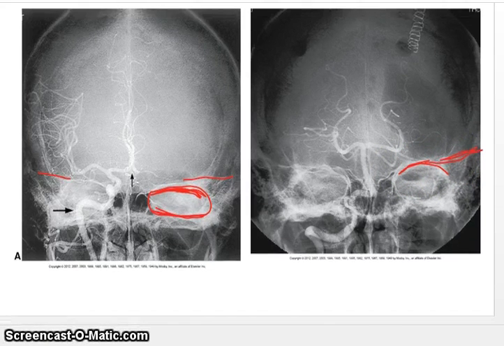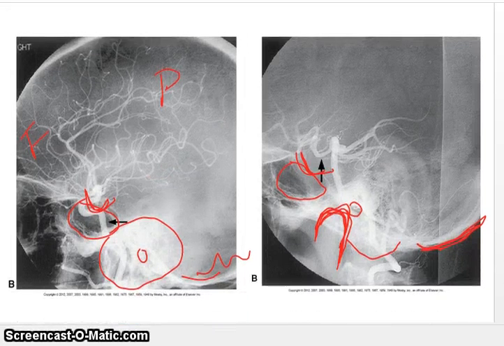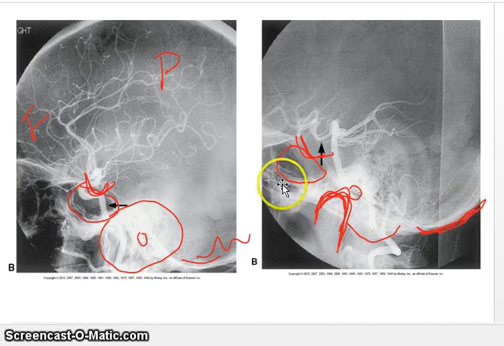And then for your lateral, just making sure that everything is not rotated. Here are the orbital rims superimposed, so you've got your orbital rims superimposed, your TMJ joints superimposed. Just making sure it's not rotated. That's the main thing.